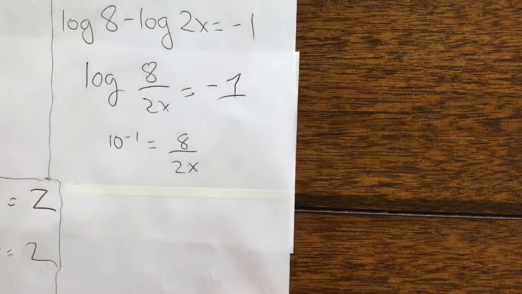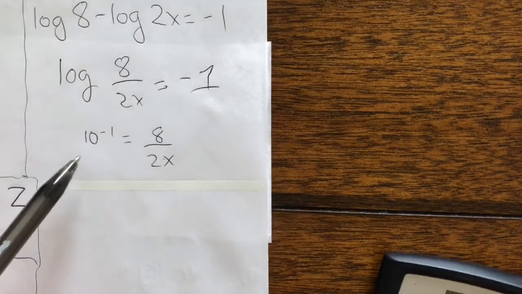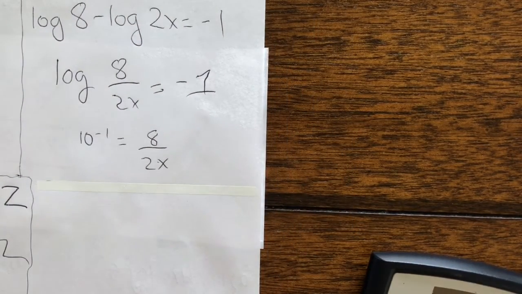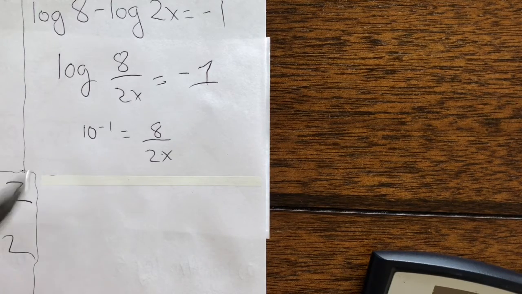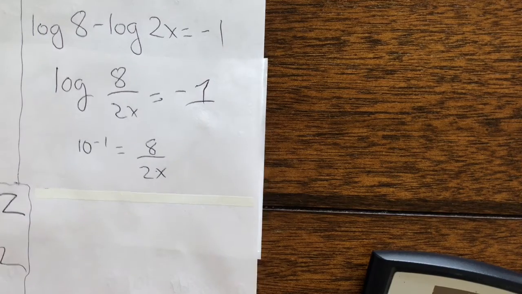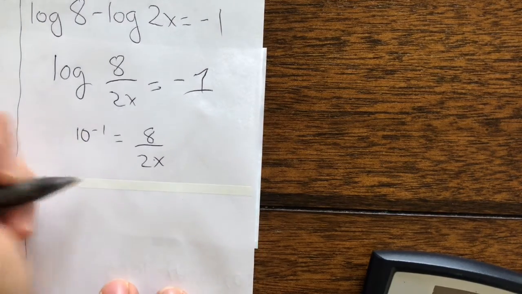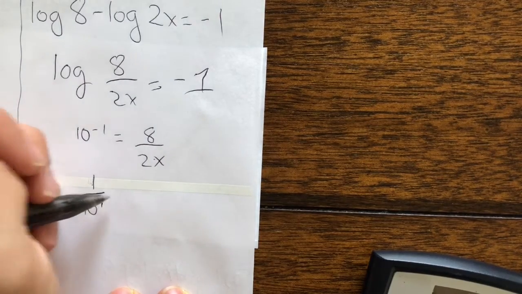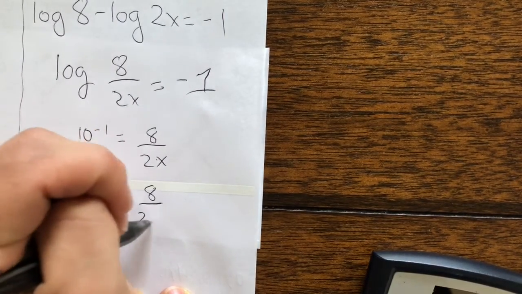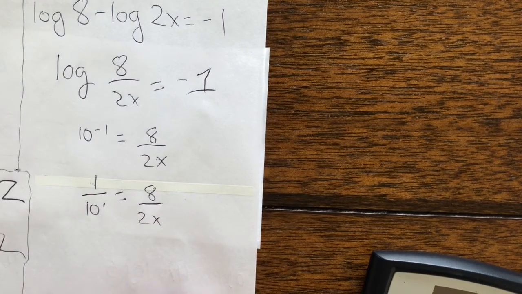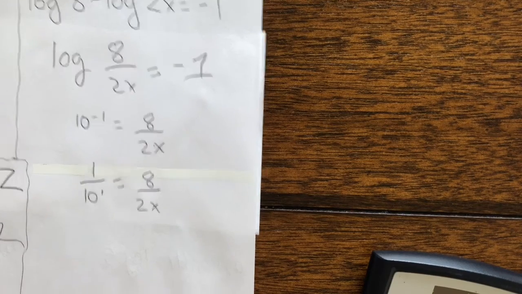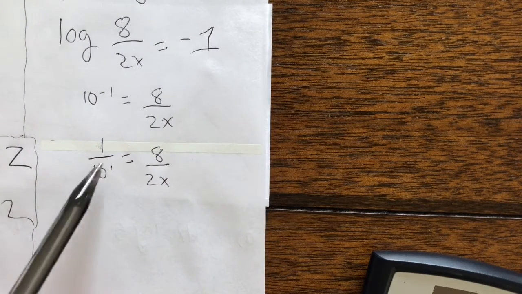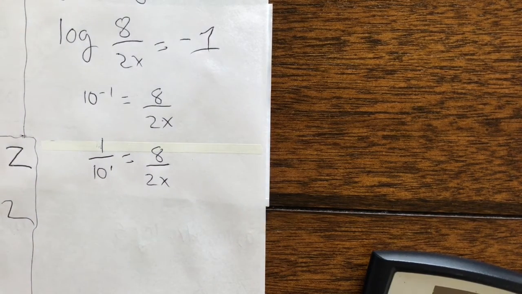Now, if you guys recall, if we have a negative exponent, we want to change it to a positive by flipping it, by bringing it to the denominator. So this will turn into 1 over 10 to the first, which is just going to be 1 over 10, equals 8 over 2x. All right? So 10 to the first is automatically going to be 10. So now I have two rational expressions equaling each other.